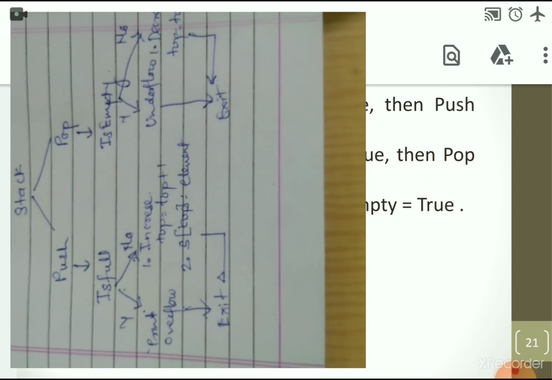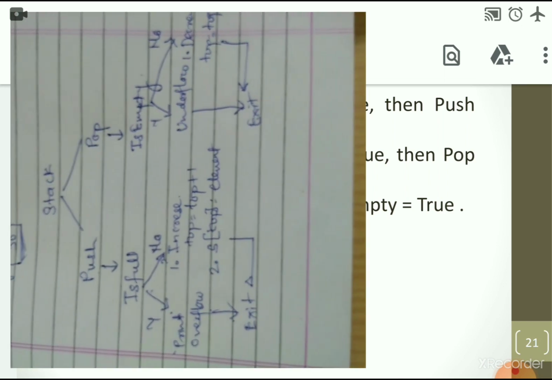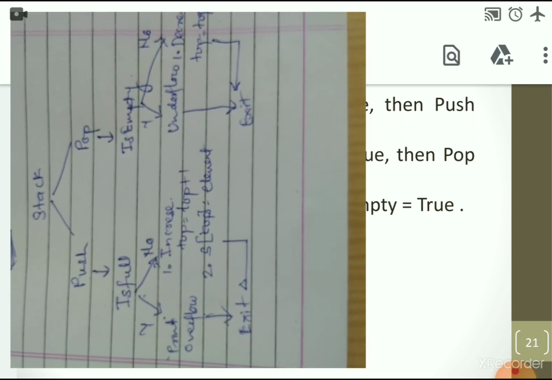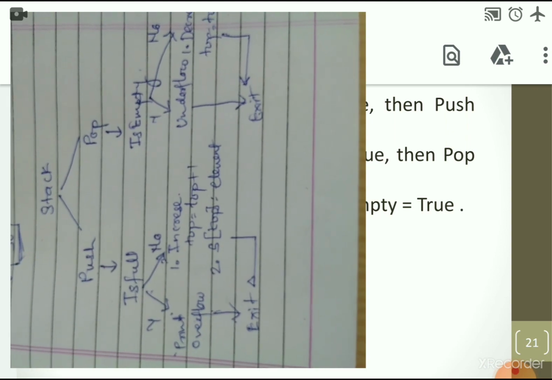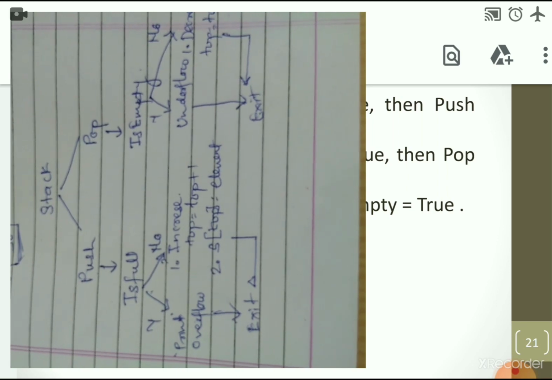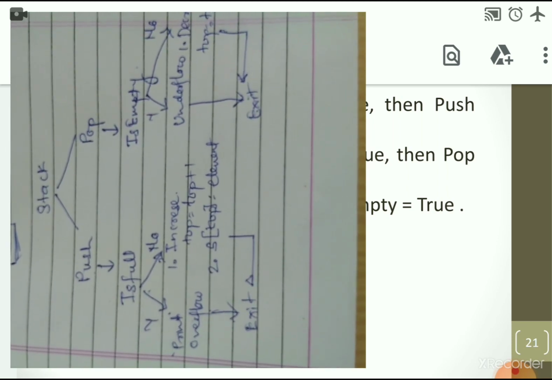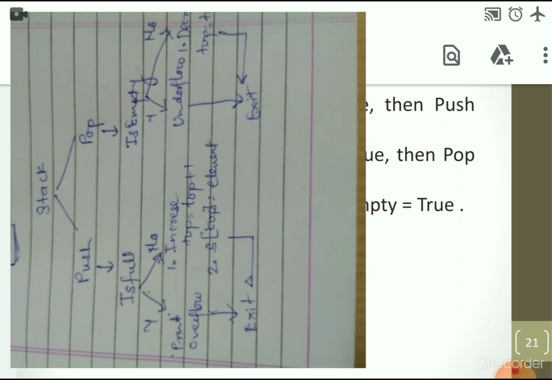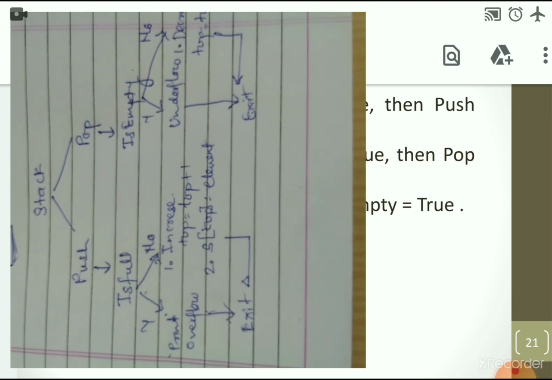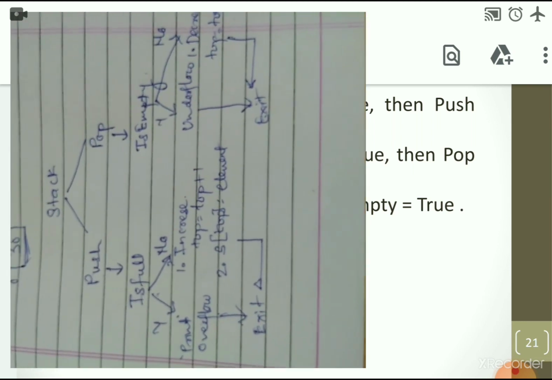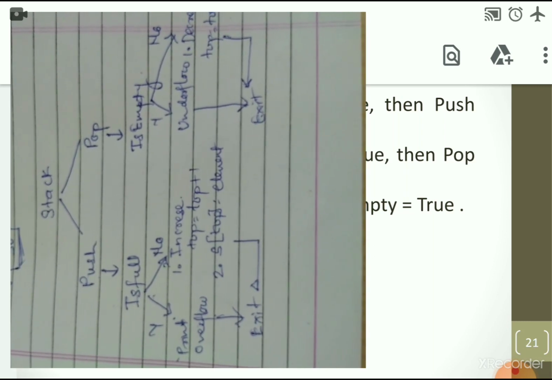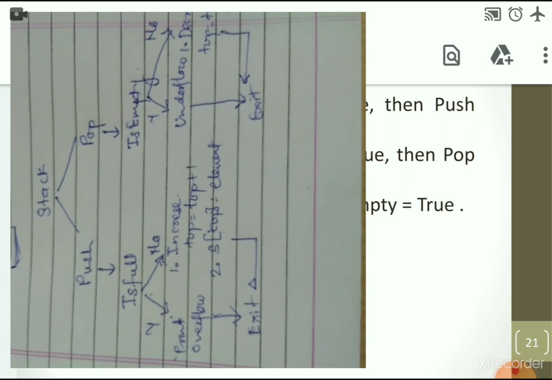Okay, learn it properly. You can also take a screenshot of the algorithm to study it well, and then apply the algorithms and work out the condition. Just remember the condition for full: if top equal to max minus 1, the stack is full. For the empty condition, we check if top is equal to minus 1; if top is minus 1, the stack is empty. So these are the 2 main operations of the stack, push and pop. Okay, thank you.